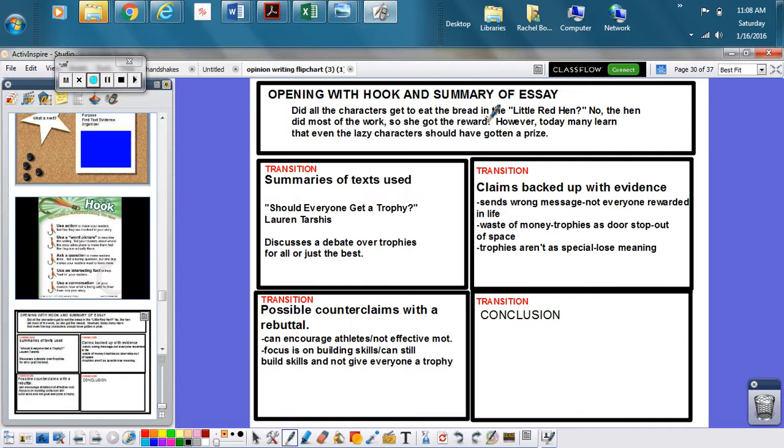That is my hook. Now I have to think about how am I going to bridge that hook, because that little red hen is so far off from me writing about my opinion on everyone getting a trophy. So I bridge that idea together. However, today, many learn that even the lazy characters should have gotten a prize. And then I'm going to follow my bridge up with my thesis statement, and that's going to be my opinion. And you will see that when we move into what the final essay would look like.